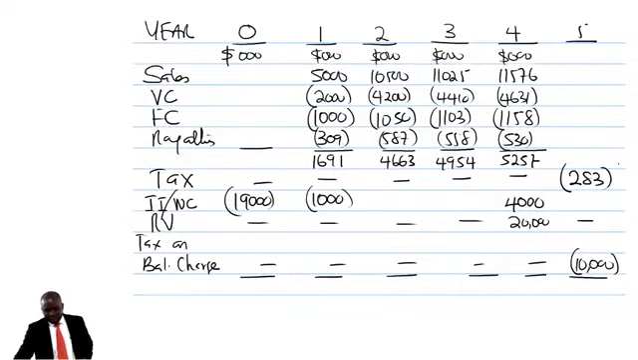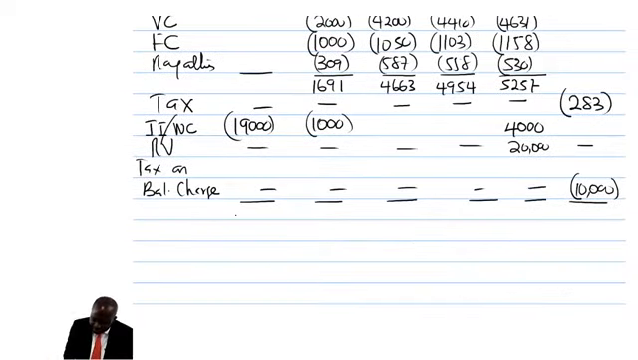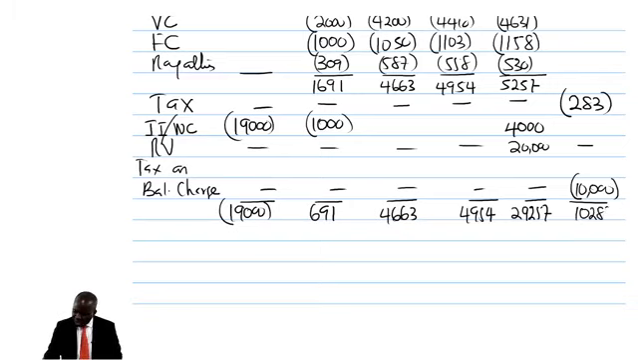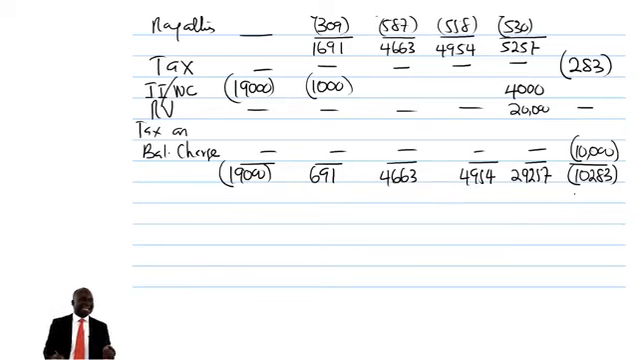So if I've got these net cash flows, let's sum them up. This is 19,000. If you sum this, it is 691. The other one is 4,663, 4,954, then 29,257, and the last one is 10,283 minus. Okay, I have got the net cash flows in US dollars.